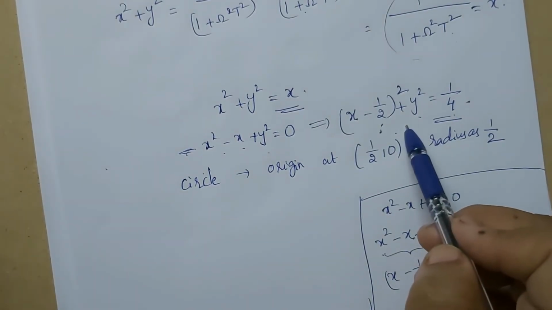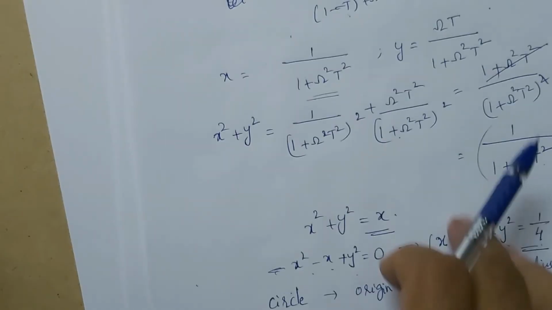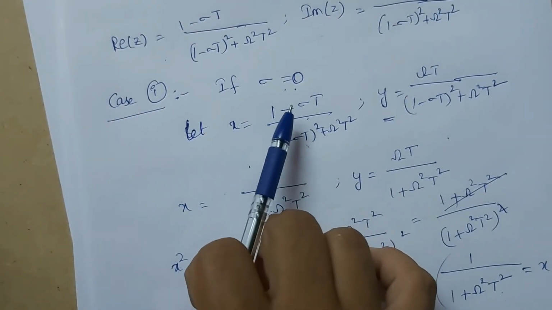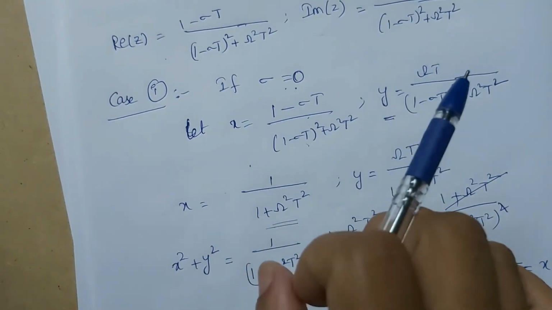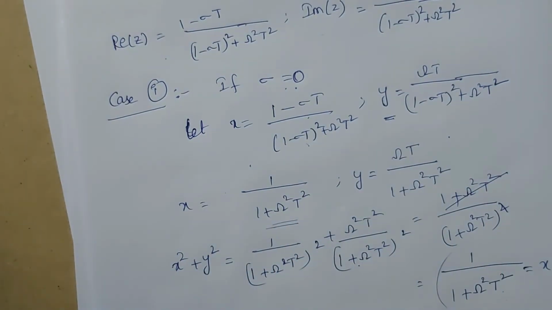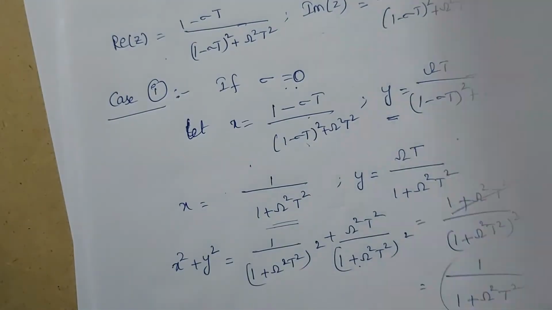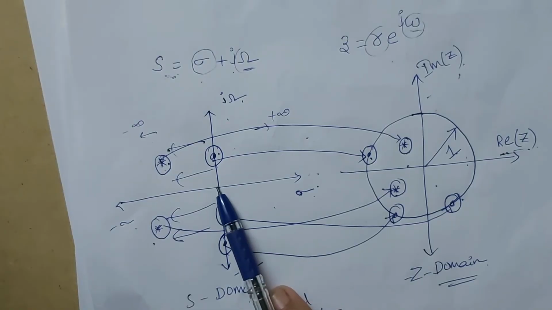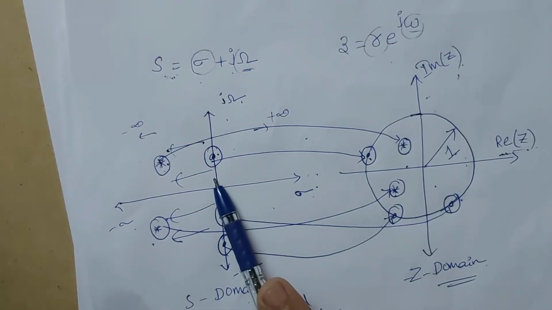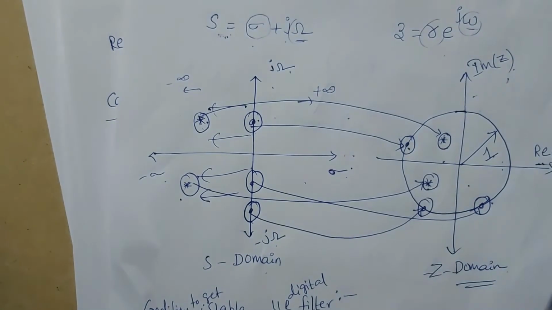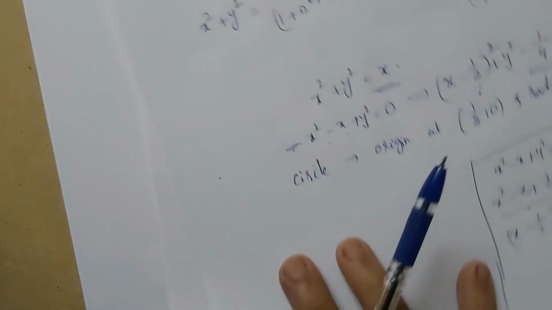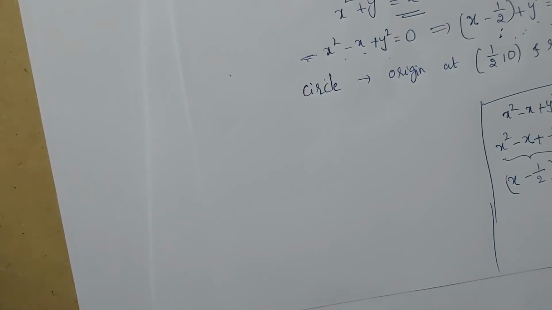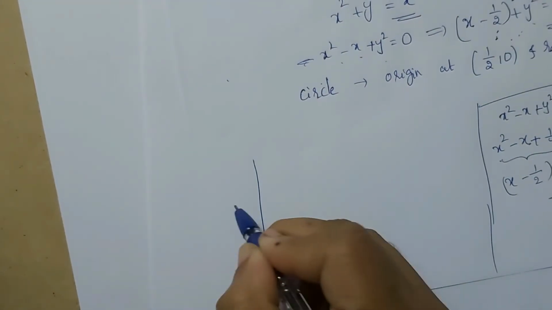So this resembles a circle, right? So what is our condition for sigma? If sigma is equal to 0, that means the j omega axis should lie on the unit circle. If you refer to this diagram, the j omega axis should map to the unit circle, but here that is not happening. This is the main drawback of our method.